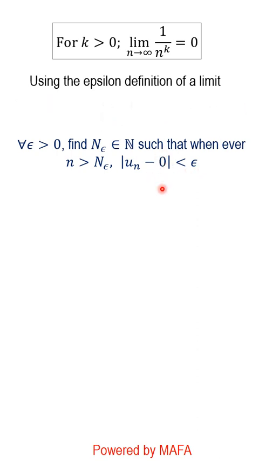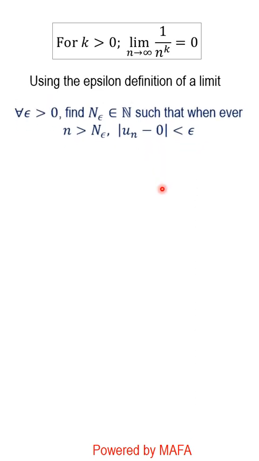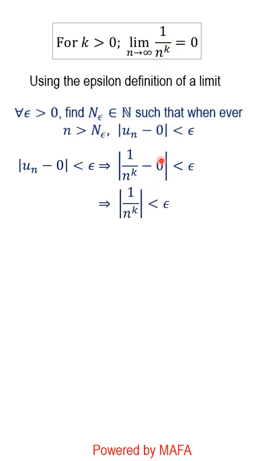So doing this, it means we need to begin with the absolute value of u of n minus 0 being less than epsilon, and then we see if we can find an n epsilon which is a natural number. So u of n minus 0 less than epsilon means the absolute value of 1 over n to the k minus 0 is less than epsilon, because u of n is just 1 over n to the k. Now from there we can subtract 0, and you just get the very quantity.